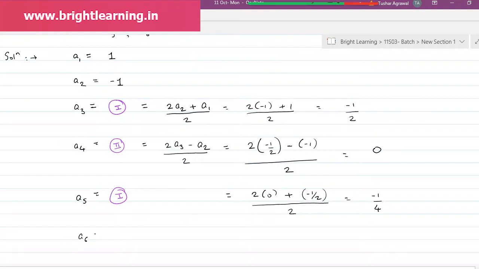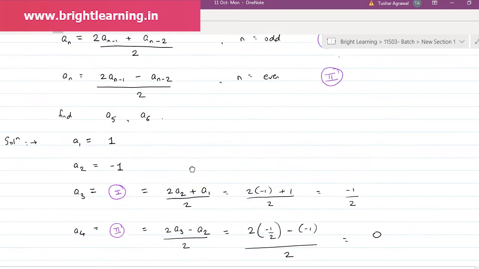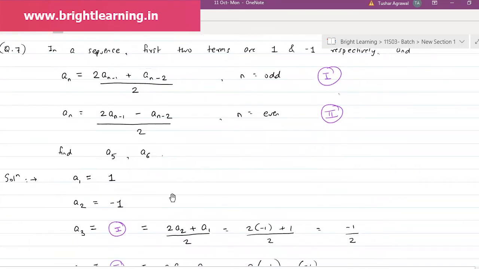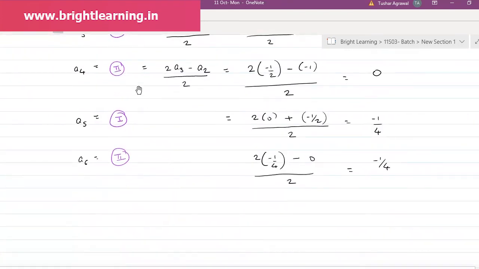A6 is equal to, the second formula we will use. 2 times previous, 2 times previous is -1/4. Subtraction prior to prior is 0. Both answers will be -1/4. What was asked? I think the 5th and 6th terms were only asked. Yes, 5th and 6th terms were only asked. So this is my answer.